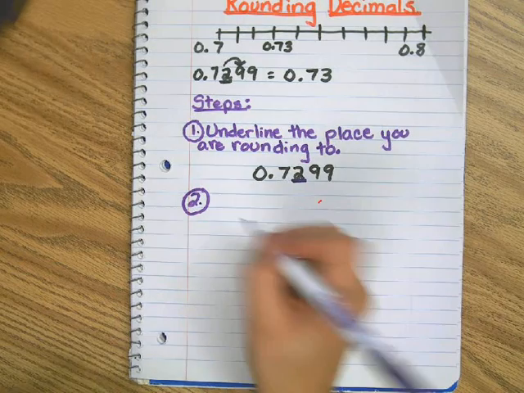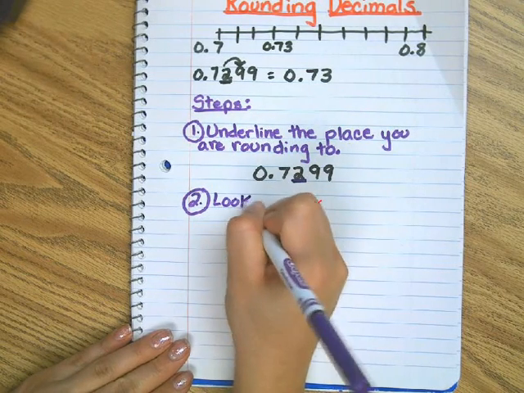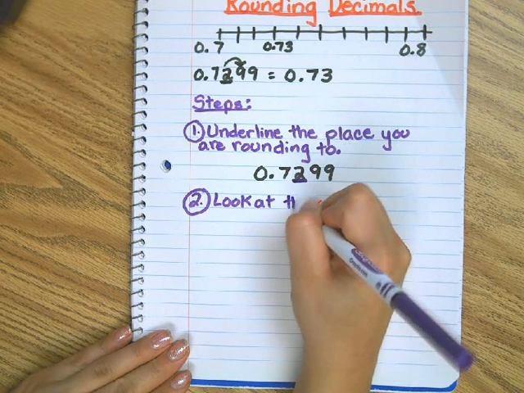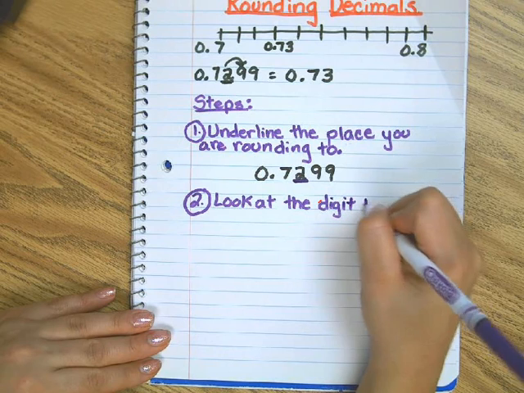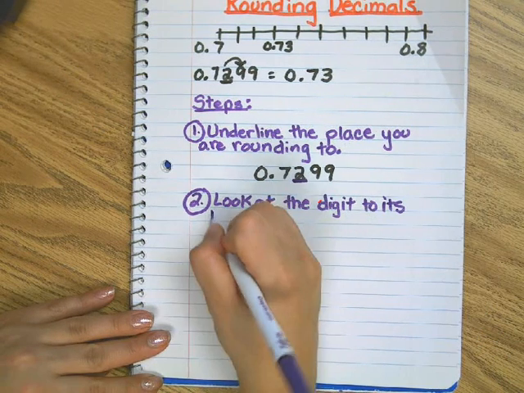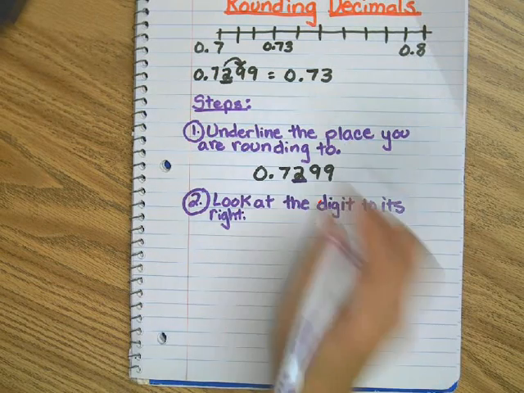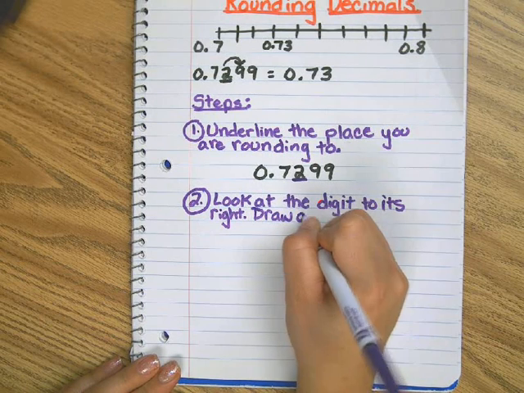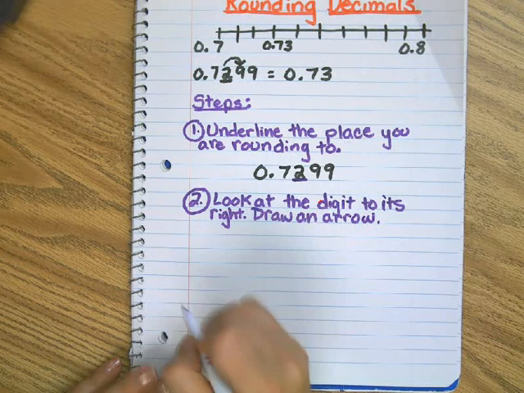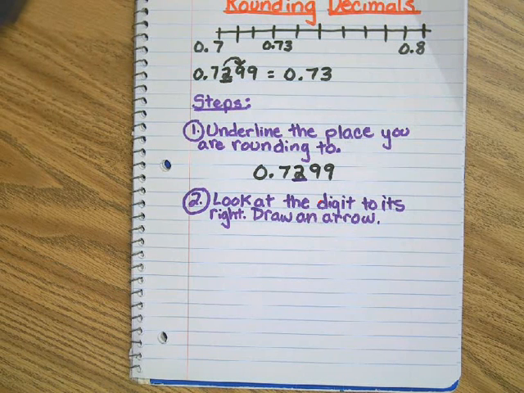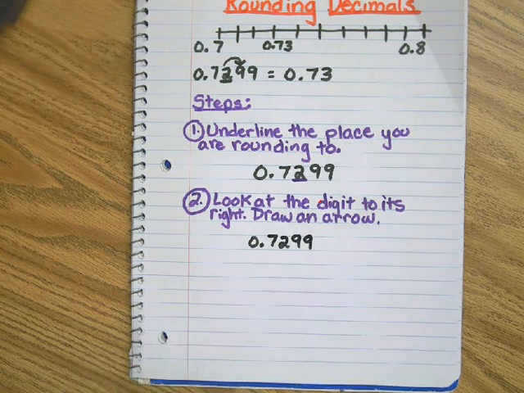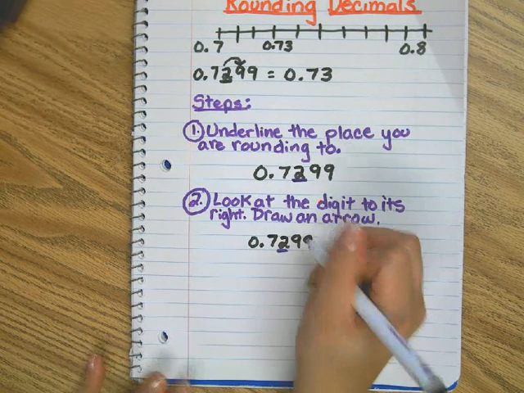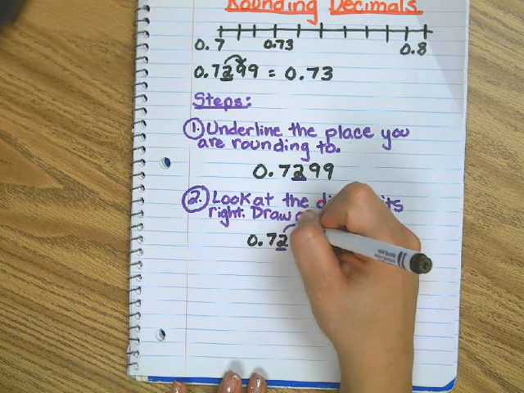Step 2. Look at the digit to its right. And I'm also going to add to this, draw an arrow. The arrow shows me that you're looking at the digit to the right. It also shows yourself that you are looking at it, right? Alright, so here is our example. Step 1, I underlined the 2. The digit to my right is a 9. So I'm going to draw my arrow showing that I am looking at the 9.